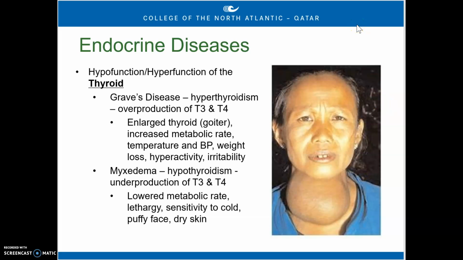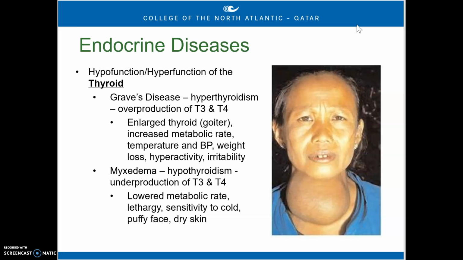Another common condition that we can have is hypofunction or hyperfunction of the thyroid. Now remember, the thyroid secretes T3 and T4, which are going to have ramifications on our metabolism. So we can get a condition called Graves' disease when we have hyperthyroidism. So we get overproduction of T3 and T4. That'll cause an increase in metabolic rate. It'll cause an increase in our body temperature and blood pressure. You'll see weight loss, hyperactivity, so somebody can't sit still, they can't relax or rest, and it generally makes people irritable.